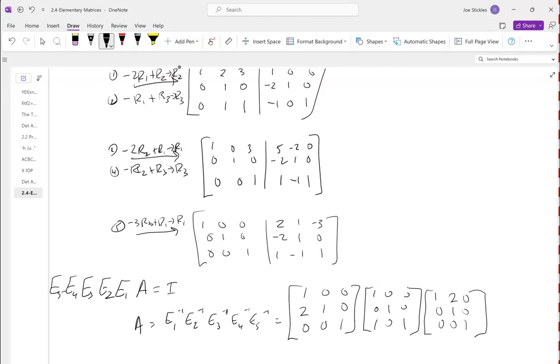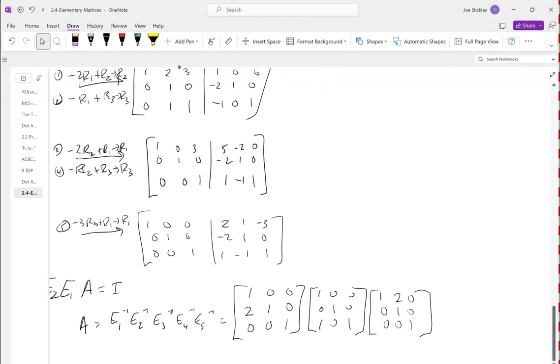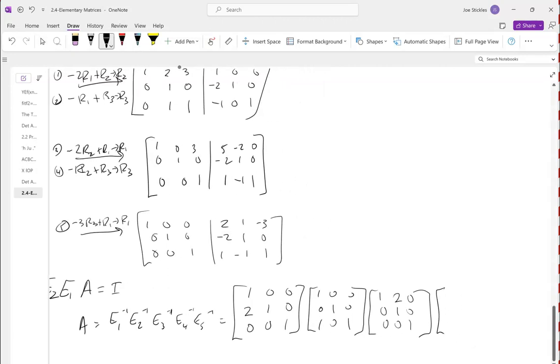What was the next one? Or what is the next one going to be? Good. So it's going to look like 1, 0, 0, 0, 1, 0, 0, 1, 1. Because it'll be row 2 added to row 3. And one more to go.